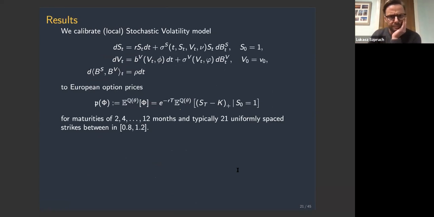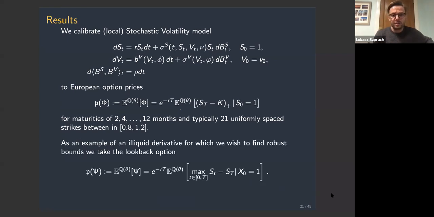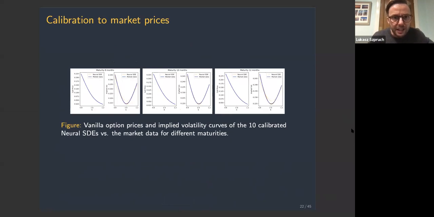So some results. We took a local stochastic volatility model. We generated the synthetic data using a fixed model, and we computed prices for call options across several strikes and maturities. And then we are computing the prices of various derivatives, for example, lookback. And what you can see here is that we are fitting the market data and implied vol of the calibrated neural SDE. So you see we're getting a pretty good fit.